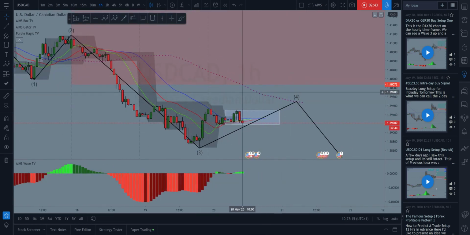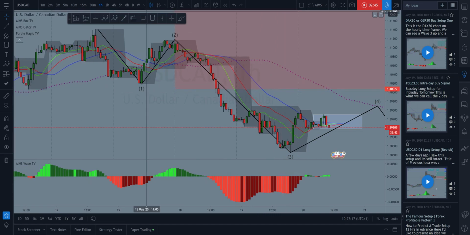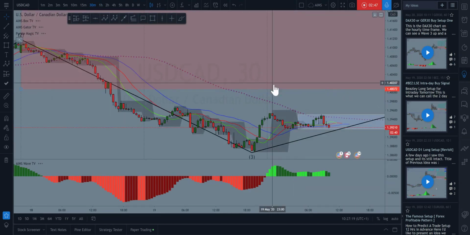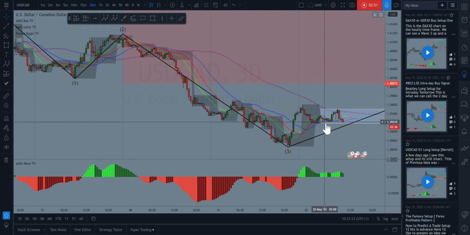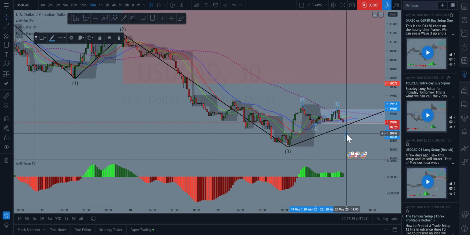I'm going to zoom in a bit. Let me actually go to the M30 so you can have a little bit more detail on this. Right, this is A, B, most probably. So if that is the case, then I can actually draw A down, B up, C down.